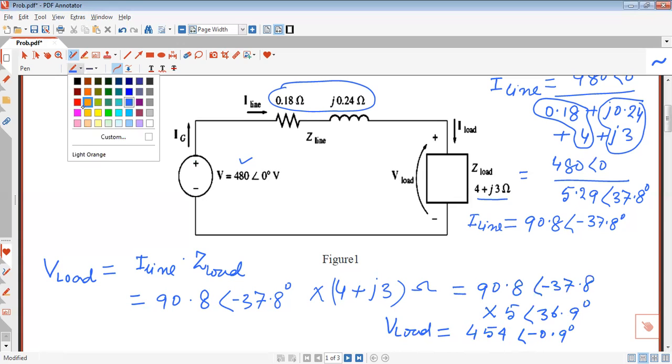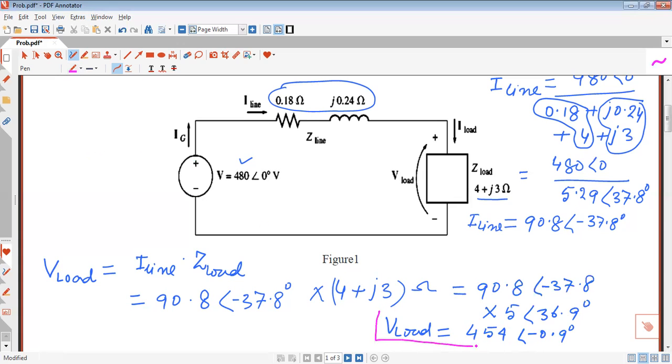Voltage at the load means the voltage which is appearing at the load terminal. Our supply voltage, we can see, is 480 volt here, but the voltage we are getting at the load side is only 454 volt, and we can see it is a large voltage drop. So the load is getting 454 volt.